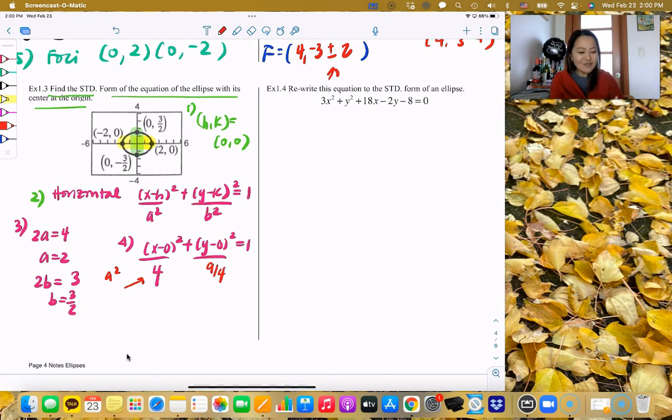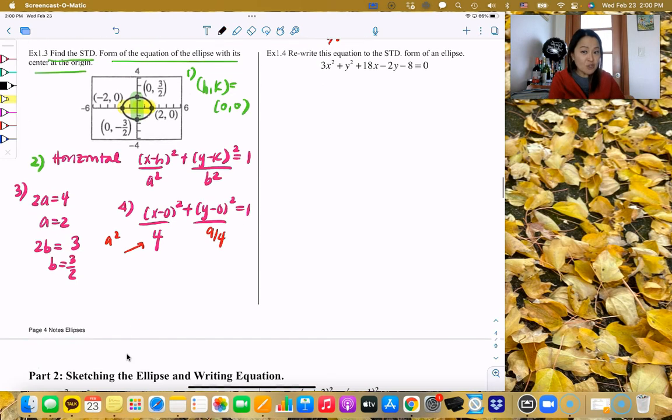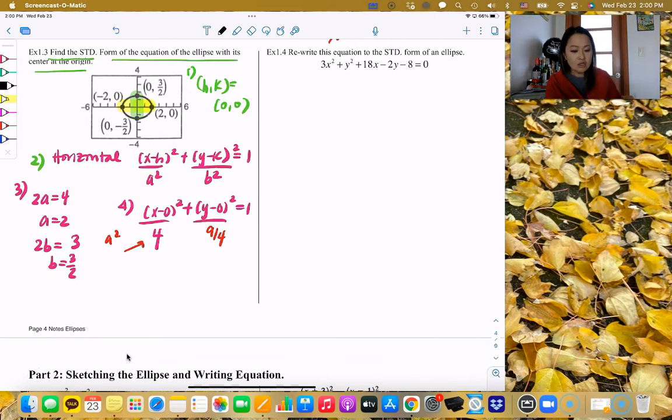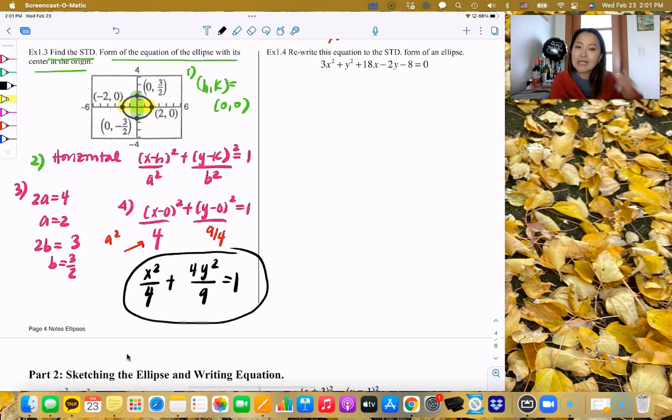But it's not acceptable to have a fraction over a fraction. So what you're going to do is adjust that. You'll simplify that as x squared over 4 plus 4y squared over 9 equals 1. Do you see why it's 4 over 9 rather than 9/4? Because we're dividing by a fraction, so we have to multiply by the reciprocal. Okay, and this is the acceptable final answer for this graph. I hope that was clear.